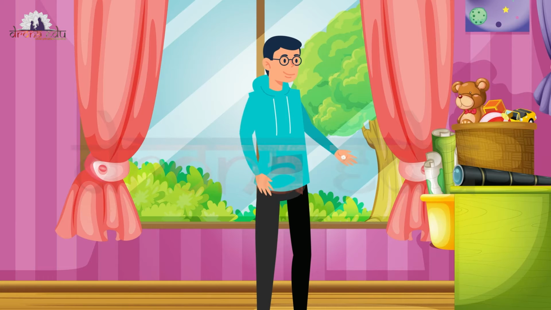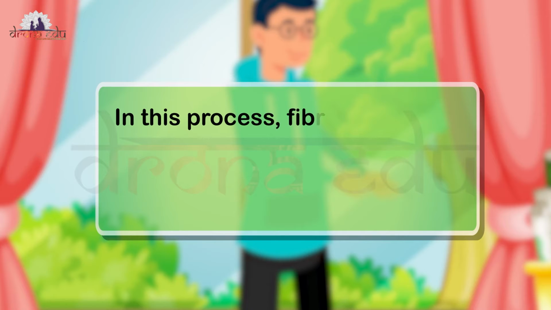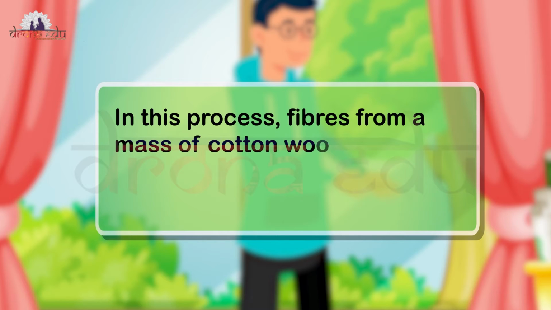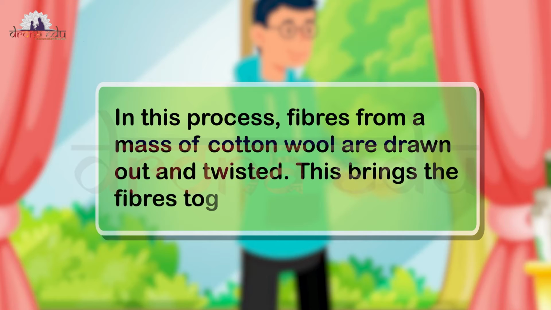If you take cotton in your hand and gently rub your palms together, you can see the cotton has now turned in the form of a long thread-like structure. This is nothing but yarn. In the process of spinning, fibers from a mass of cotton wool are drawn out and twisted. This brings the fibers together to form a yarn.